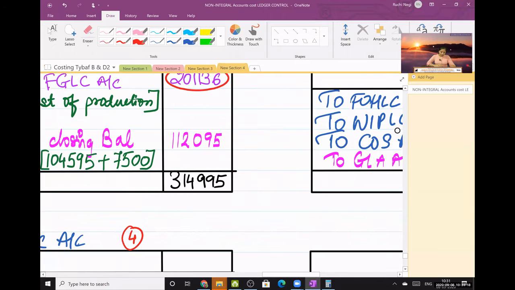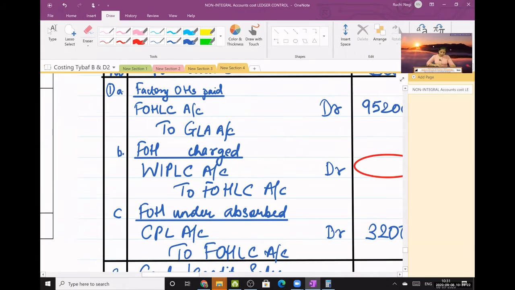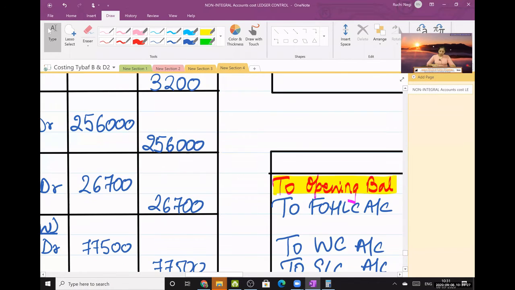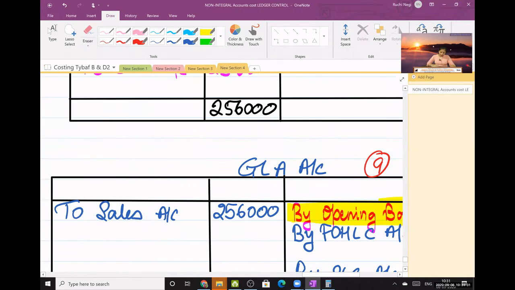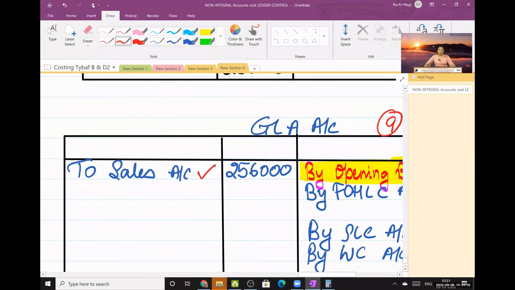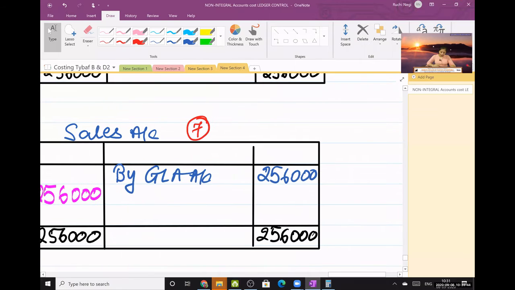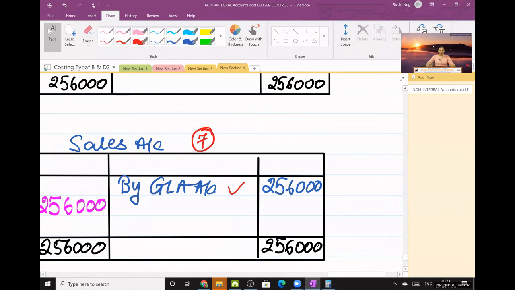Next. So 1A, 1B, 1C is done. Next, cash sales. GLA to sales. GLA account debit side to sales 2,56,000. And the second effect comes in sales on the credit side, by GLA, 2,56,000.